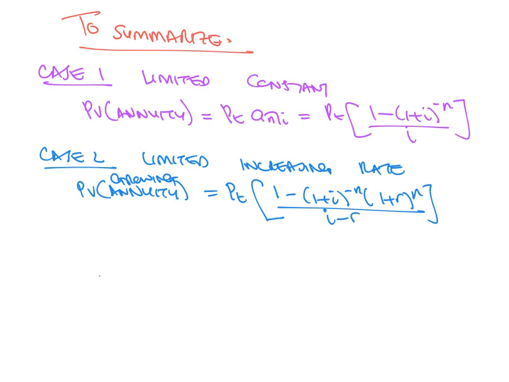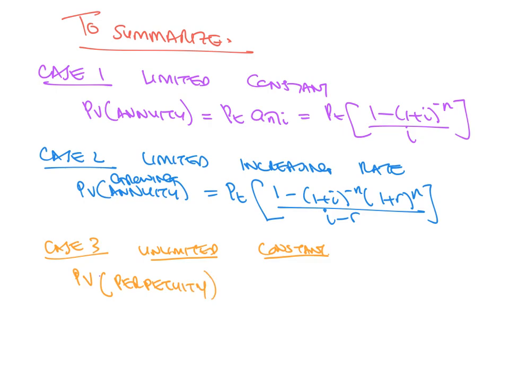Then the next case is case 3, which is an unlimited number of withdrawals at a constant rate. So how do I find the lump sum that I need to deposit now in order to withdraw an unlimited, equal amount of money in perpetuity? We call that the present value of an annuity in perpetuity. And the way in which I do that is it's the value of the payments divided by the interest rate.